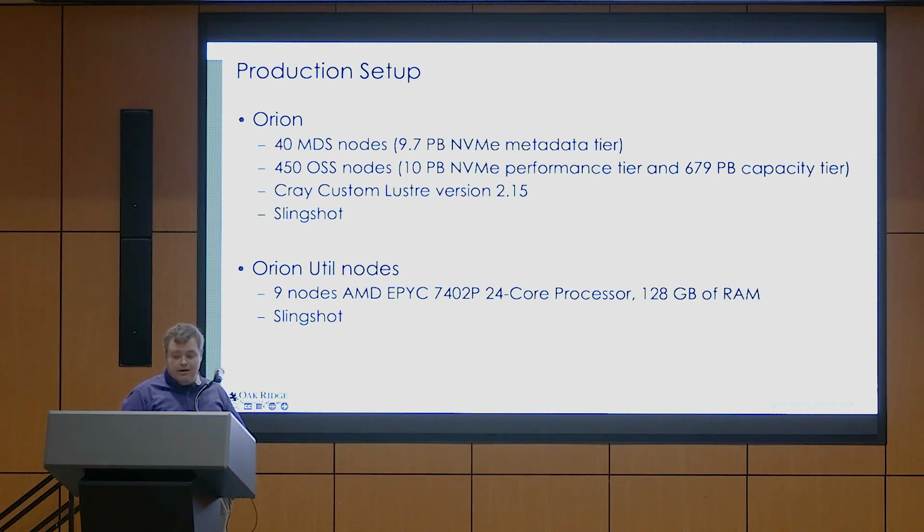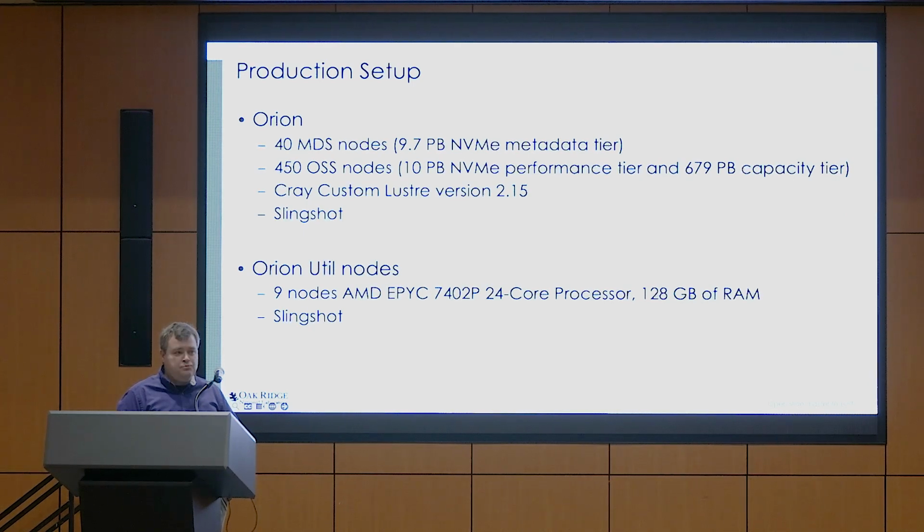So just as a reminder, Orion is the ORNL file system for its latest supercomputer. It consists of 40 MDS servers, providing almost 10 petabytes of metadata storage and DOM, and then 450 OSS servers that have 10 petabytes of NVMe flash tier, and an additional 679 petabytes of hard drive capacity tier storage, running a custom Cray version 2.5 of Lustre, and all interconnected via Slingshot.